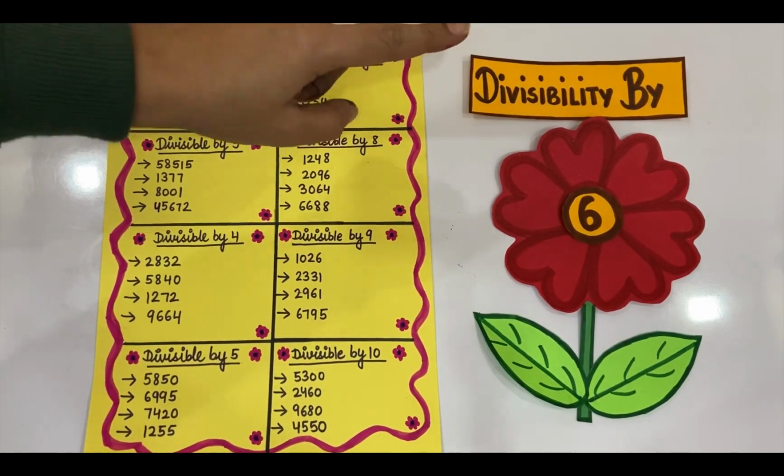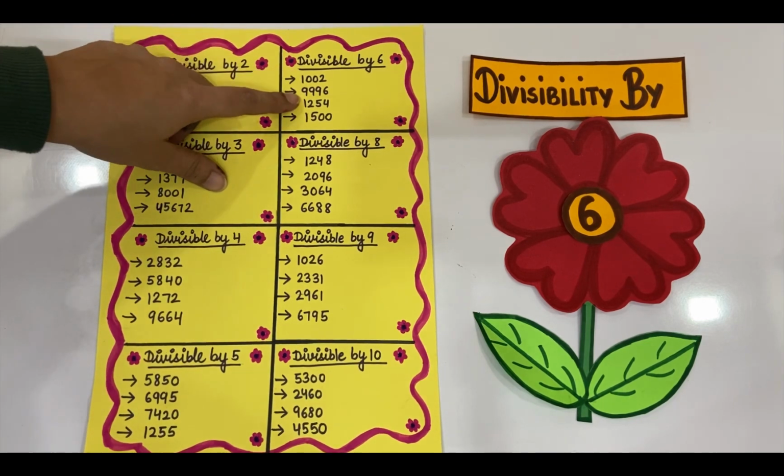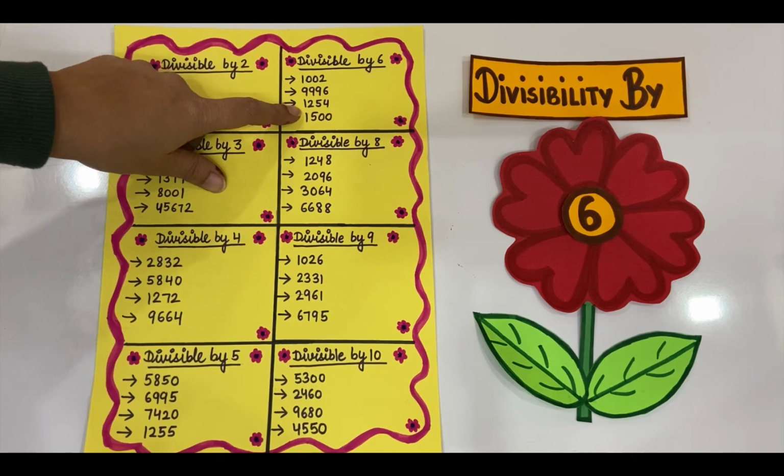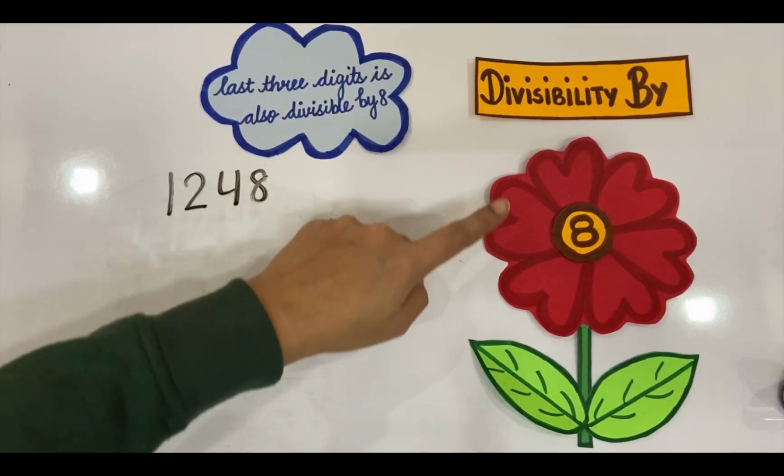Now divisibility by 6. If the number is divisible by 2 and 3 both, then the whole number is divisible by 6. For example, 1002, 9996, 1254, 1500.